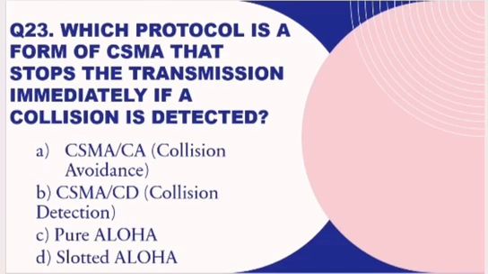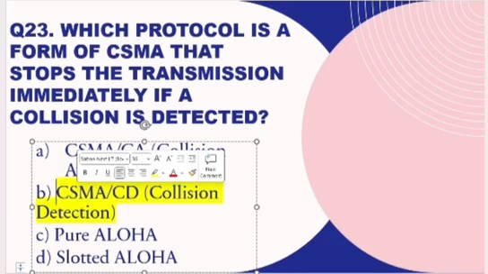Moving on to question number 23. Which protocol is a form of CSMA that stops the action immediately if a collision is detected? Option A, CSMA collision avoidance. Option B, CSMA collision detection. Option C, pure Aloha. Option D, slotted Aloha. I hope you all have guessed the answer. So the correct answer is CSMA collision detection.